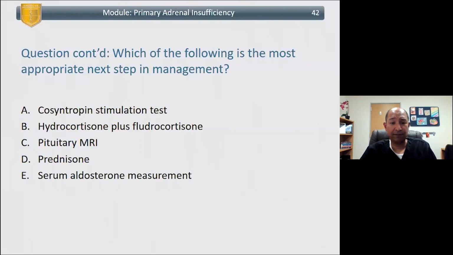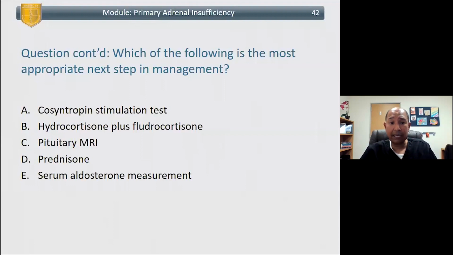B, hydrocortisone plus fludrocortisone. I see manifestations of both aldosterone deficiency as well as glucocorticoid deficiency. You're really going to have to twist my arm not to do that. And this is primary. MRI of the pituitary, I don't think that's necessary. The ACTH level is going to be very high over here. There's darkening of the skin. There's no eye findings. I'm not going to pick C.